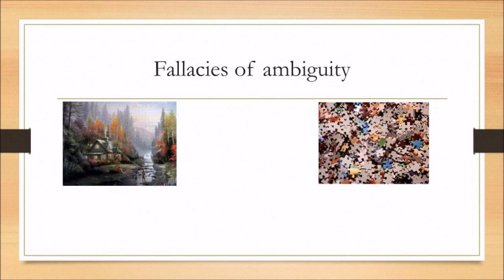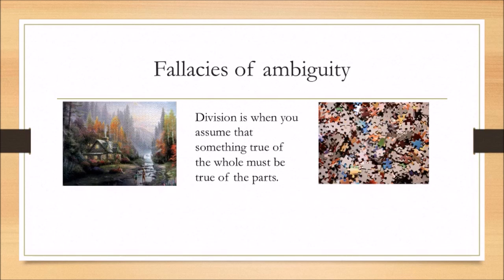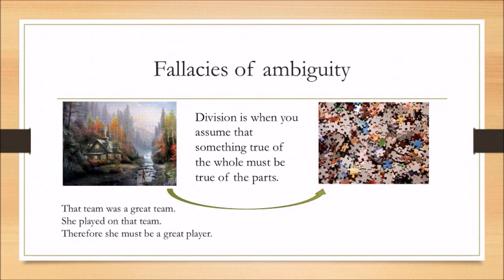Now, the fallacy of composition is when, or division first. Division is when you assume that something true of the whole has to be true of the parts. You say, hey, this is true of the whole picture, so it has to be true of the individual pieces. You divide them up and think that it's still true. For example, that team was a great team. She played on that team, therefore she must be a great player. This assumes that if the whole team was great, every individual person in it must have been great. But you know, that may not be true.